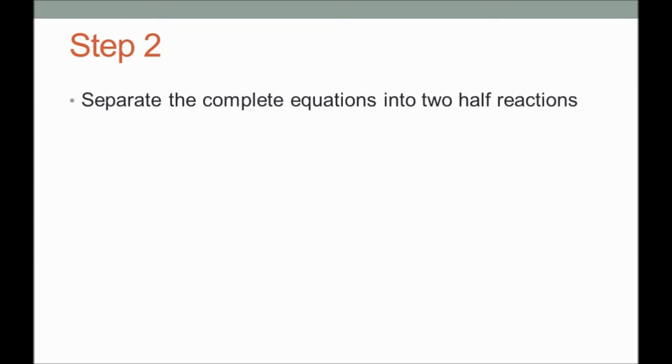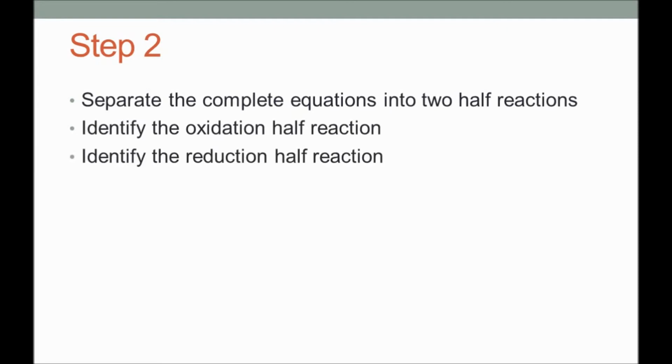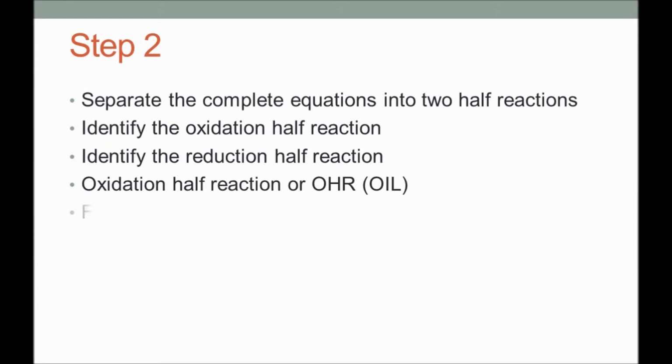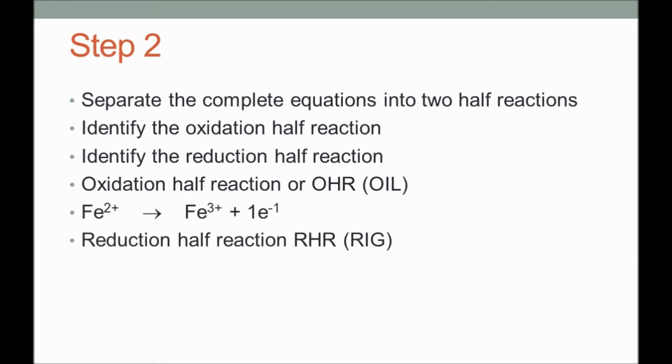The next thing to do is normally separate the equation into two half reactions. Identify the oxidation half reaction, identify the reduction half reaction. In this case, oxidation half reaction: Fe2+ changing to Fe3+ plus 1 electron. Reduction half reaction: MnO4- plus hydrogen ions plus 5 electrons giving you Mn2+.